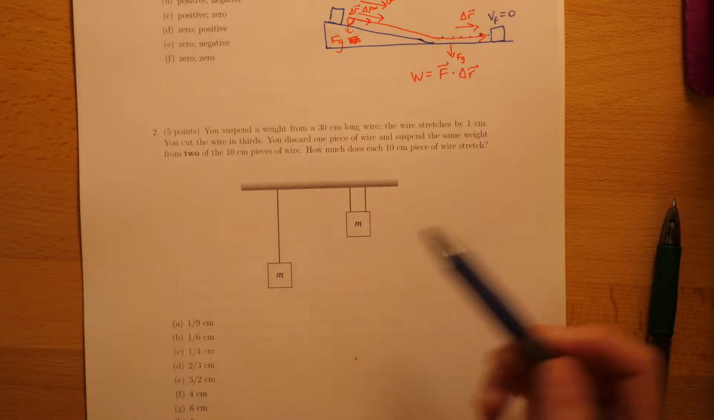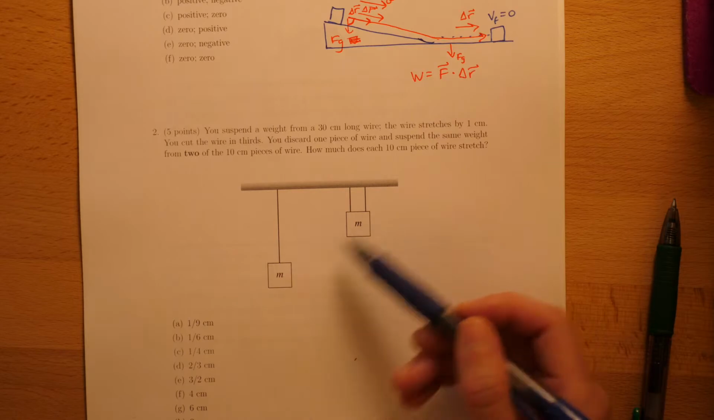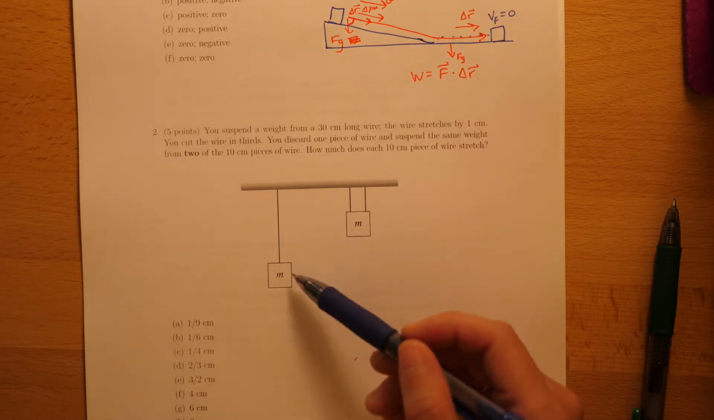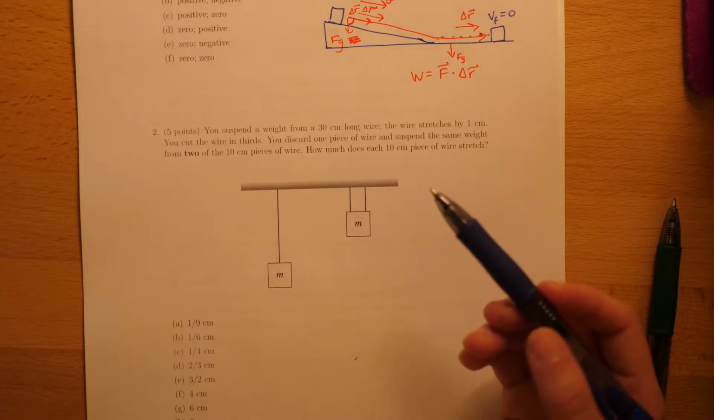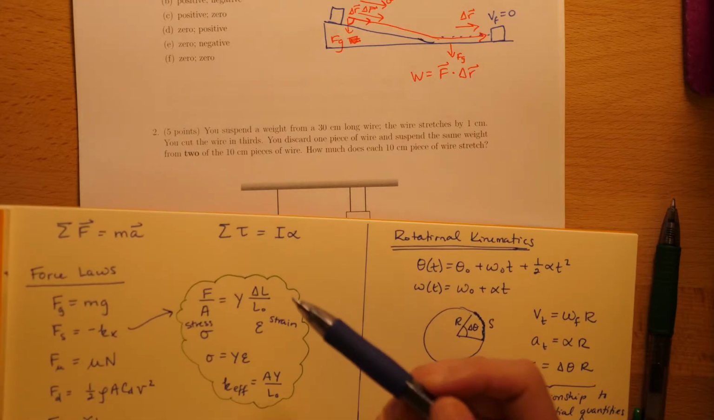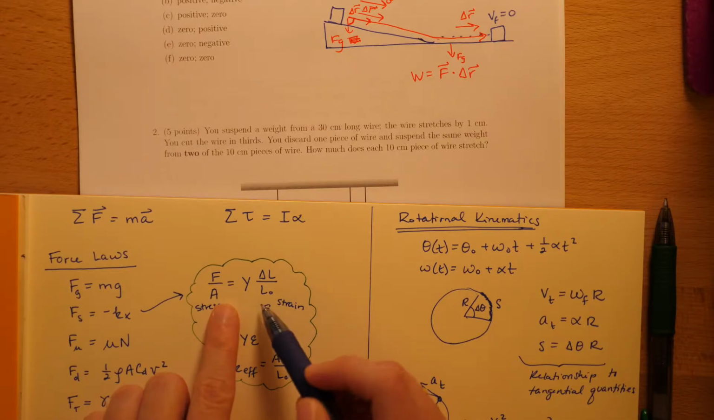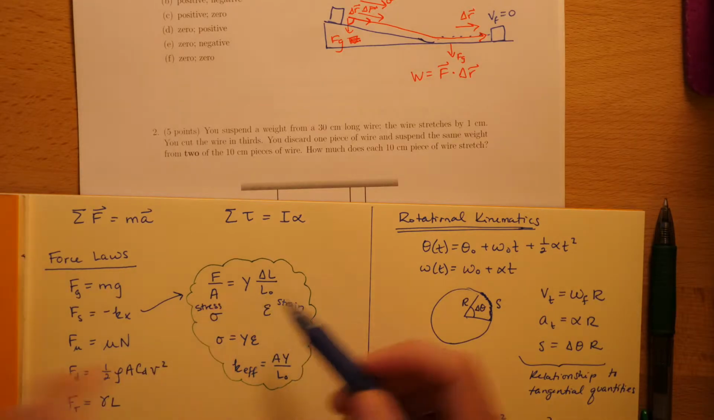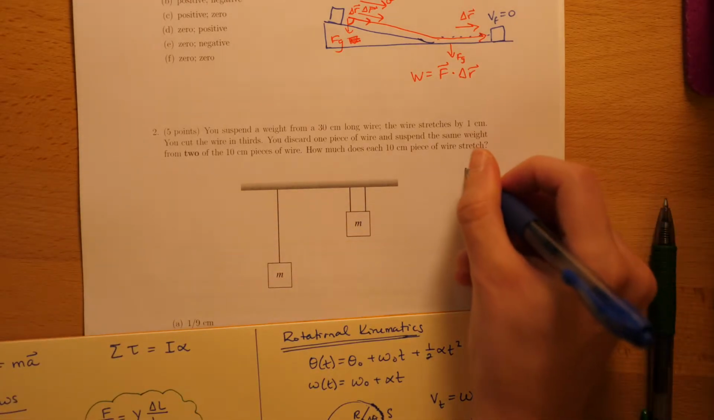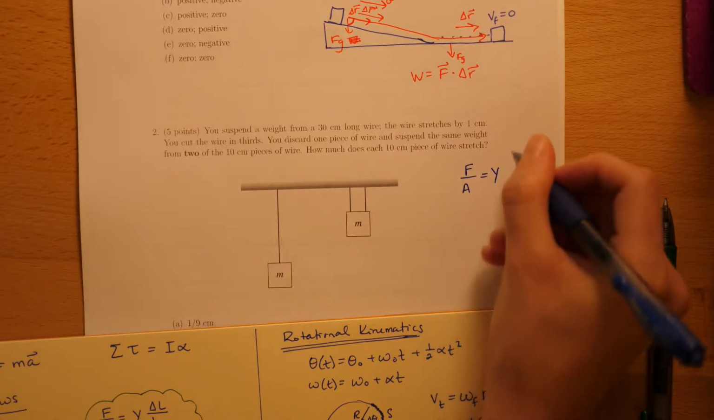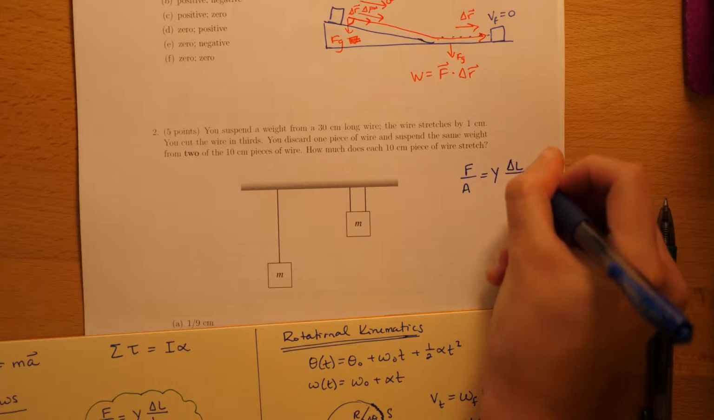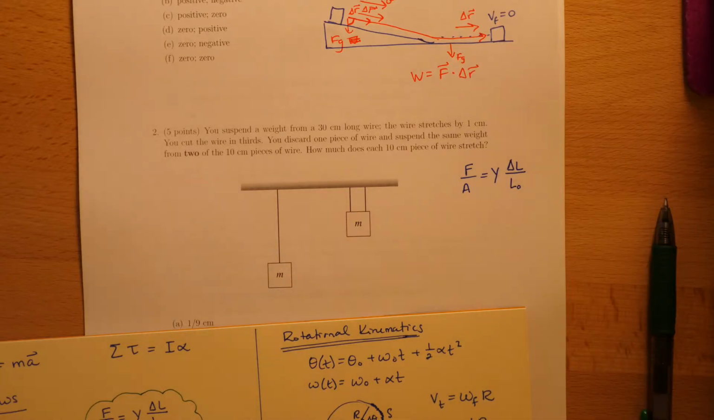Okay, so whenever I see these problems where you're sort of comparing two scenarios, I figure out what formula applies. So in this case, this is a Young's modulus stress strain kind of thing. So we're going to be using this equation. So let's just write that down here. So force per area is the Young's modulus times delta L over L naught.